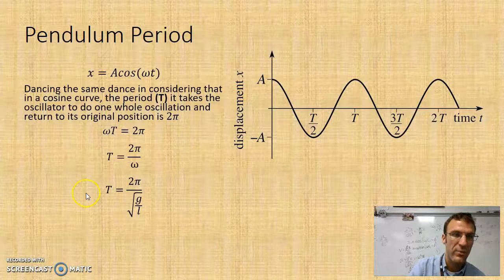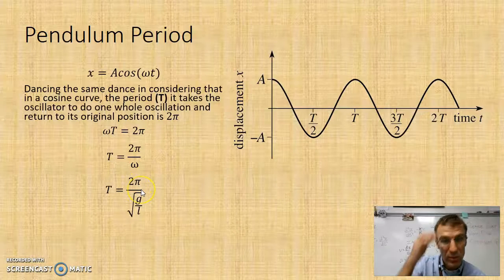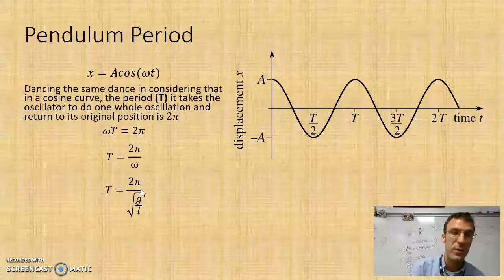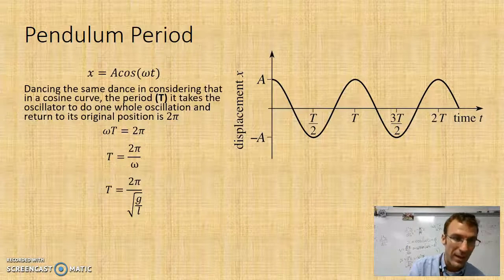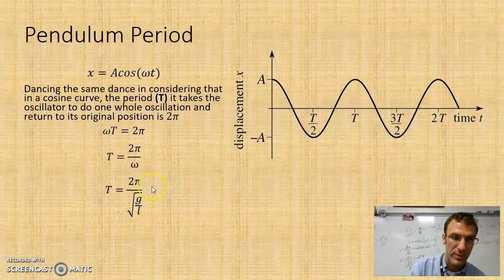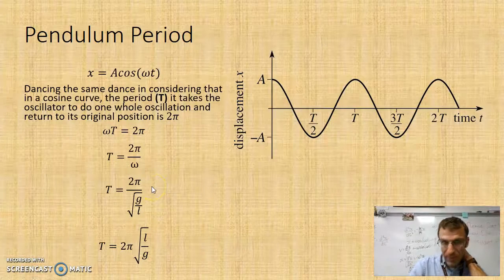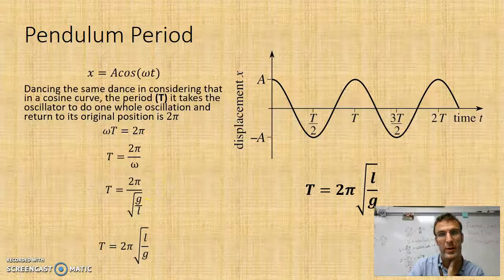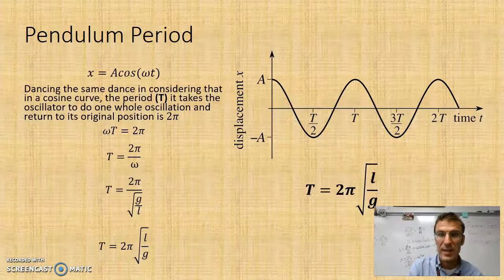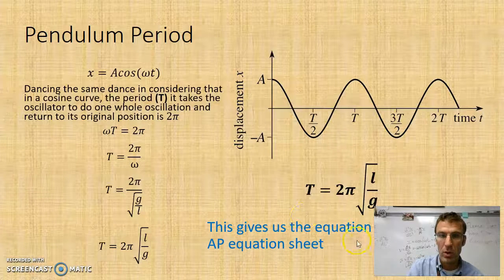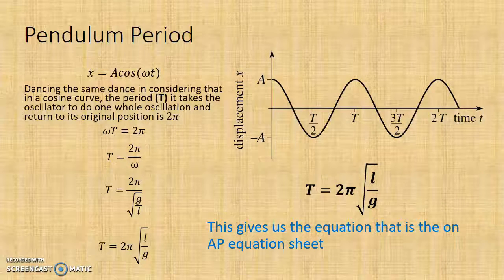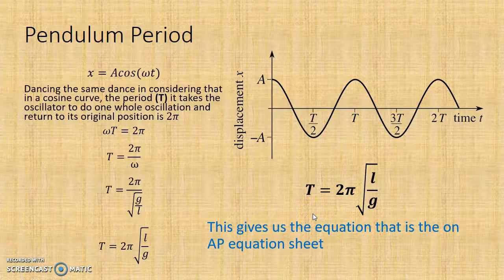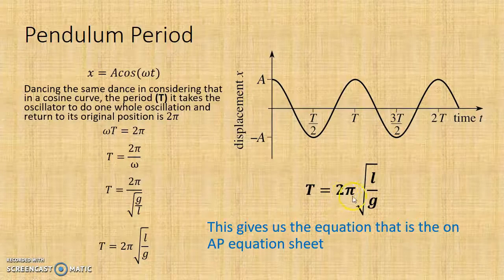And that's 2 pi over, because we defined omega as the square root of gravity divided by L, we have 2 pi over the square root of g over L. So we're going to flip that, and we have this equation here, which is the equation on your AP question sheet. And this tells us that the period of a pendulum is 2 pi times the square root of the length. The longer the length, the greater the period, divided by gravity.